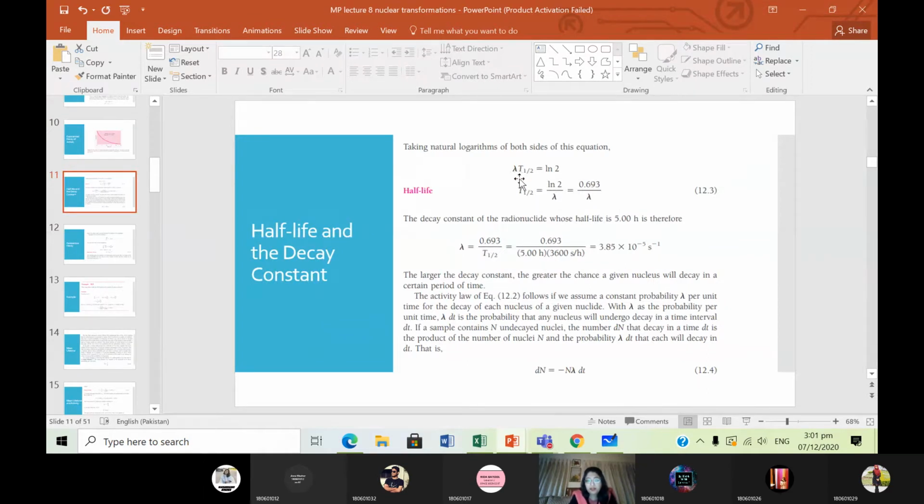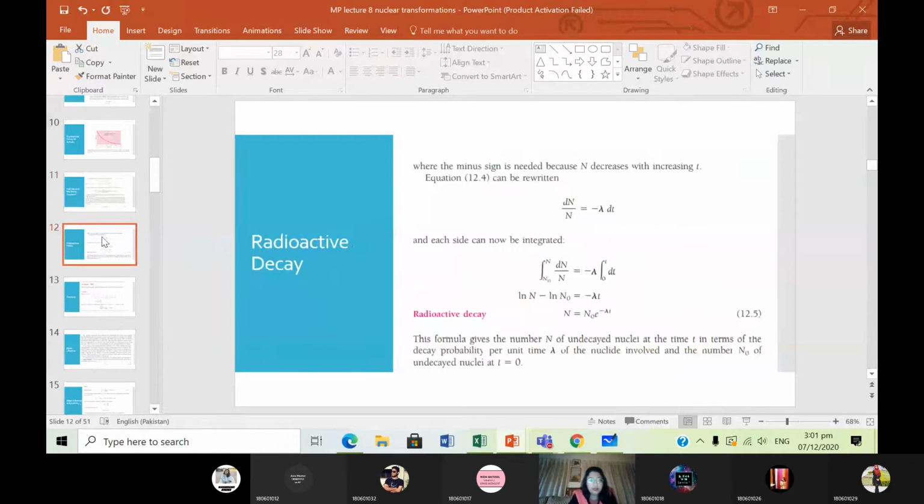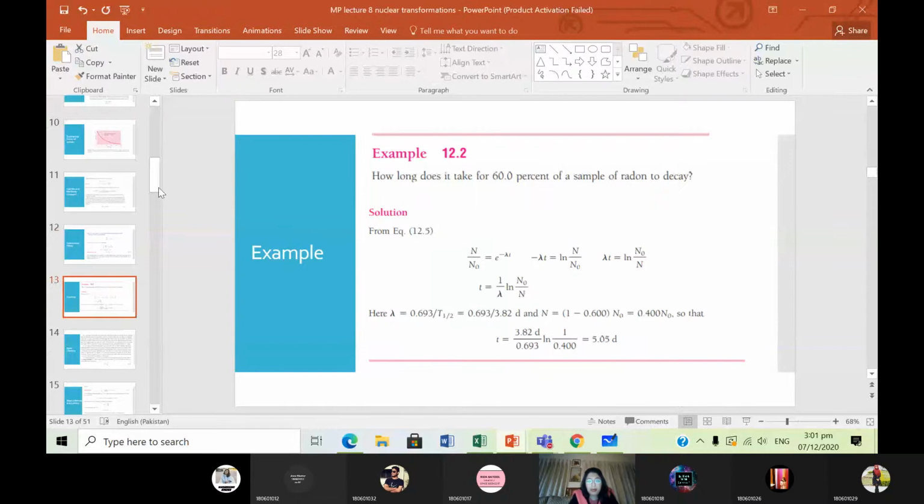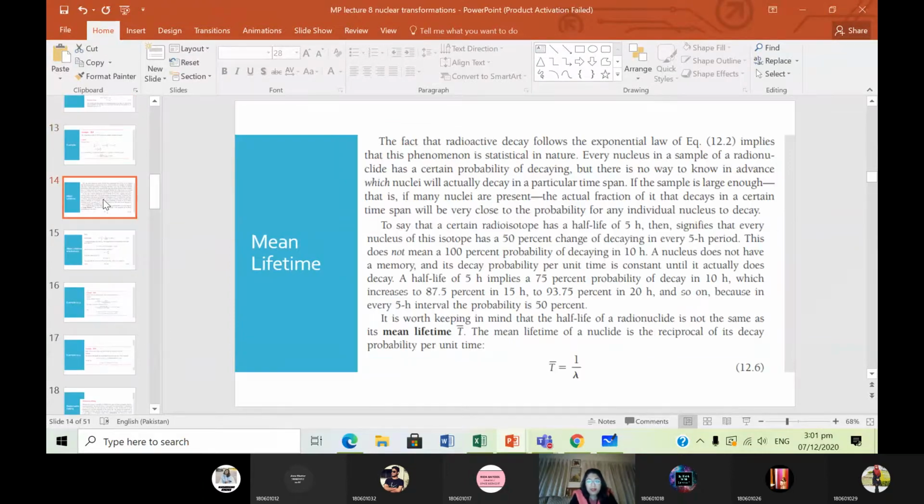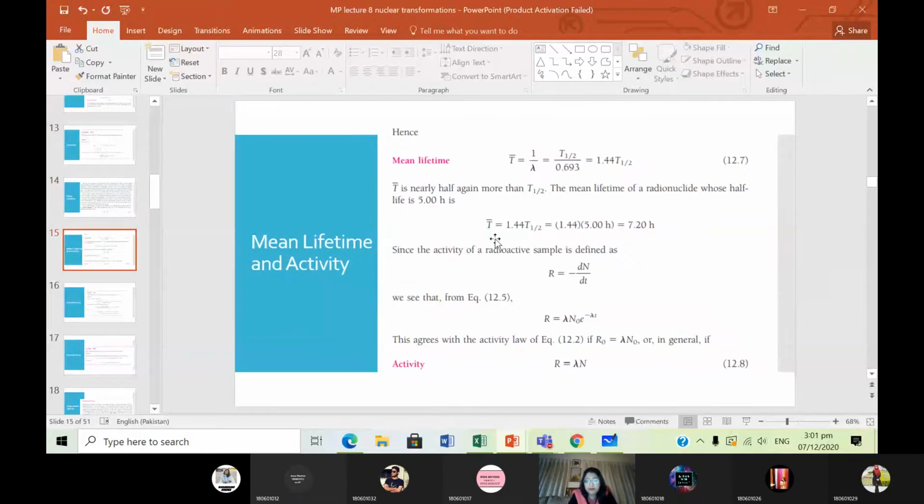We had an equation for decay constant in terms of half-life. Then we talked about radioactive decay, and we had an equation for the number N of undecayed nuclei as a function of the time t, in terms of the decay probability per unit time lambda. Lambda is the decay constant, which is the probability per unit time of decay. We also did another example. Then we said that mean lifetime is 1 over lambda, where lambda is the decay constant. So mean lifetime, we can write it in terms of half-life.